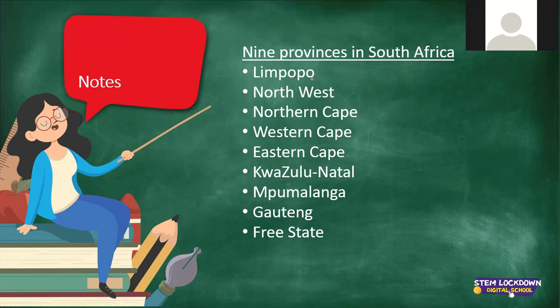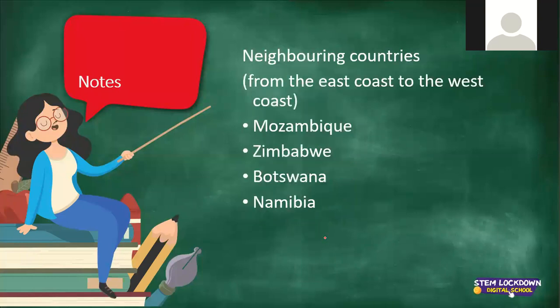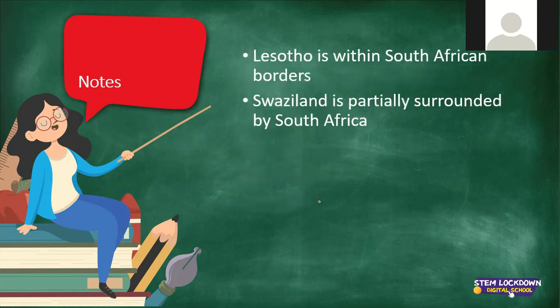Limpopo, Western Cape, Northern Cape, Northwest, Eastern Cape, KwaZulu-Natal, Mpumalanga, Gauteng, and Free State. So these are the provinces. Our neighboring countries, from the East Coast to the West Coast, we'll have Mozambique, Zimbabwe, Botswana, and Namibia. Obviously, you probably see these on your national maps. And then we have 2 other countries. Lesotho is within the boundaries of South Africa, and Swaziland is partially surrounded by South Africa.